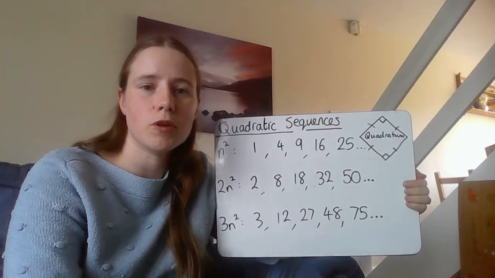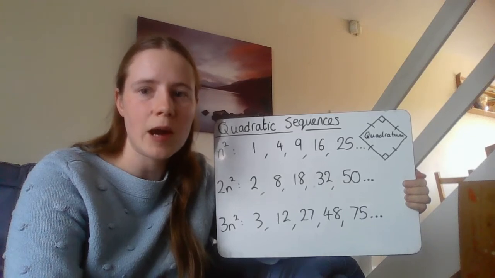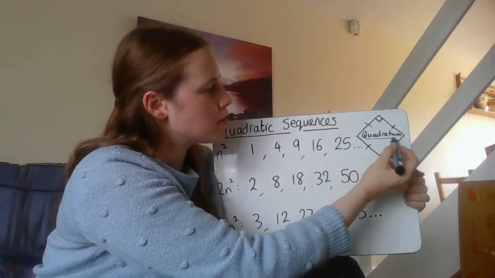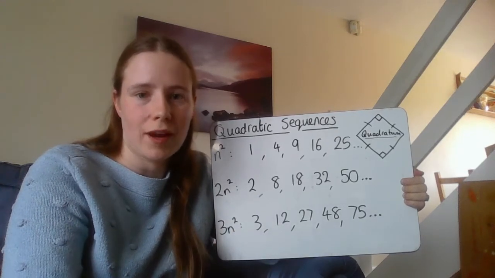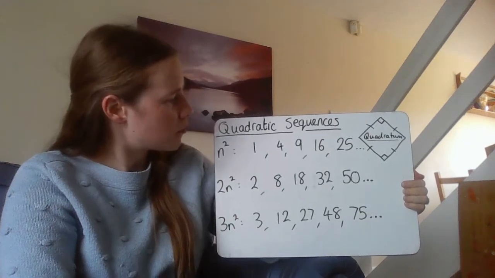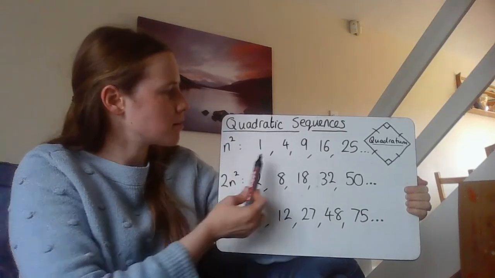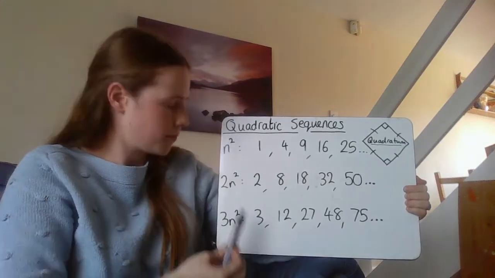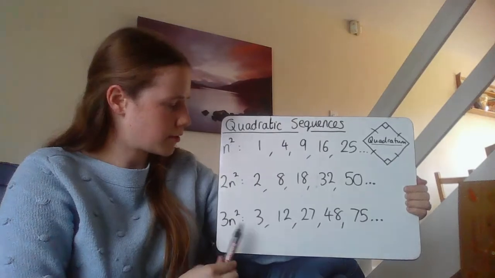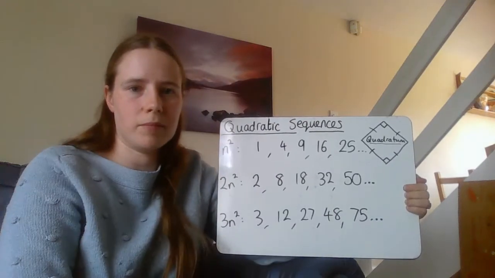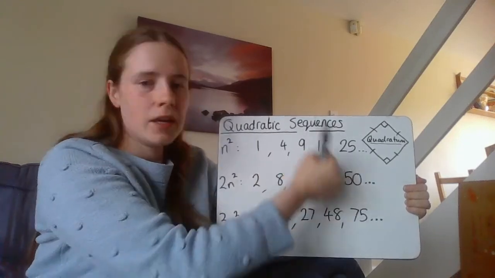And you'll see the word quadratic coming into the GCSE course whenever we've got squaring. To help you remember, quadratum is Latin for square, so that's why it's called quadratic. Okay, I've written the first few quadratic sequences here for you. If I had n squared, I'm going to get the square numbers. 2n squared is going to be double the square numbers, and 3n squared is going to be triple the square numbers.